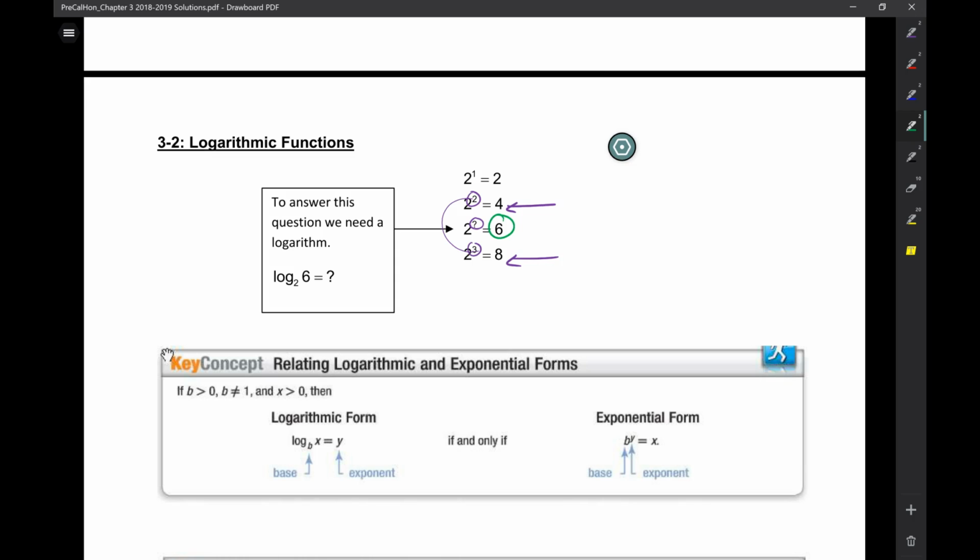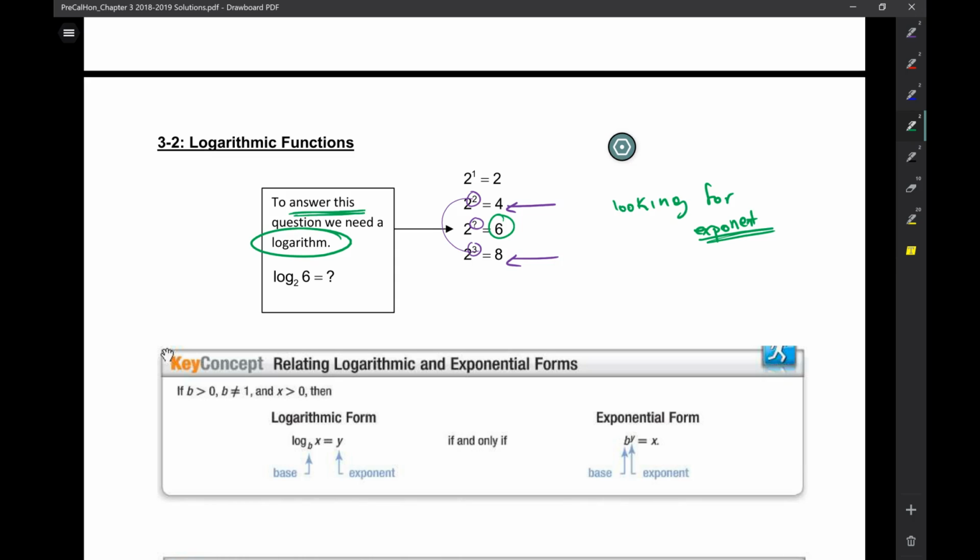So now, okay, so you could do this all day and go above and below a certain number and try to figure out the exponent, right? So basically, what is it that we're looking for? We are looking for an exponent, right? The exponent of 2 that would give you a value of 6, all right? Well, believe it or not, that is a logarithm. To answer that question, you need a logarithm, all right?